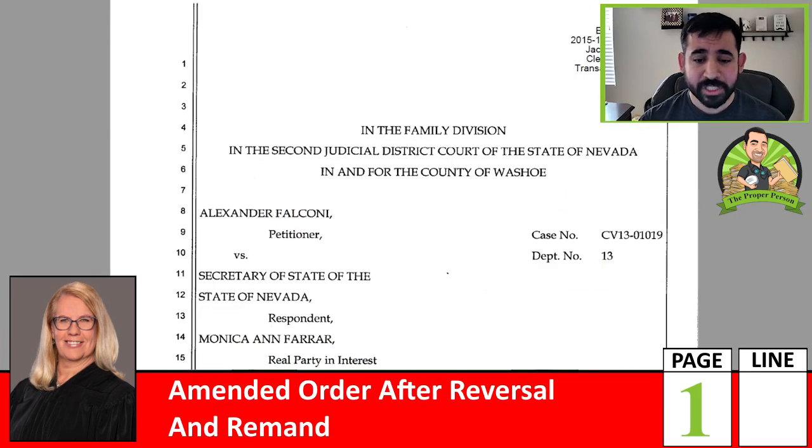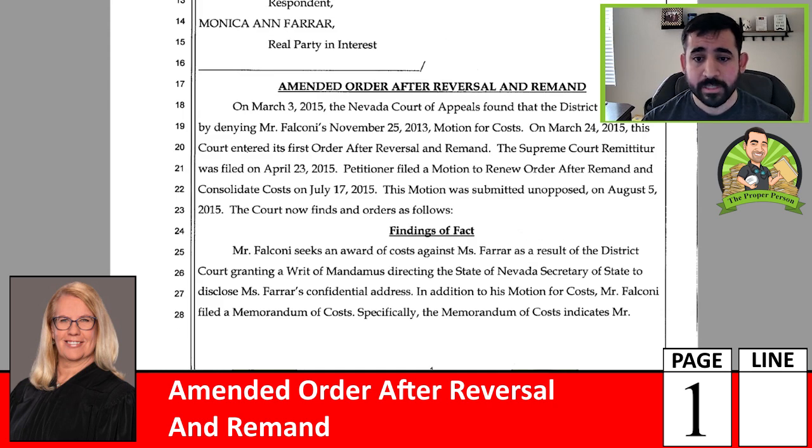Here we have the judge's amended order after reversal and remand. So, standard introductory paragraph. On March 3rd, 2015, the Nevada Court of Appeals found that District Judge Chuck Weller erred in denying my motion for costs. On March 24, 2015, this court entered its order after reversal and remand. The Supreme Court remitter was filed on April 23rd, 2015. I filed a motion to renew order after remand and consolidate costs on July 17th, 2015. This motion was submitted unopposed on August 5th, and the court now finds and orders as follows.